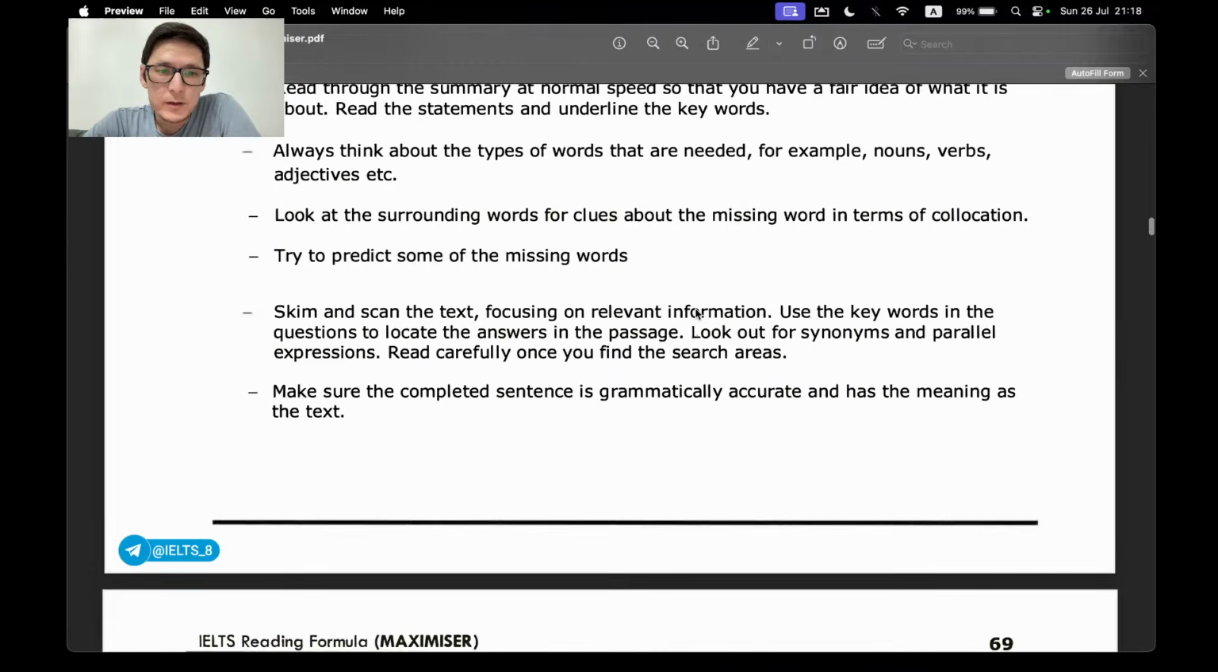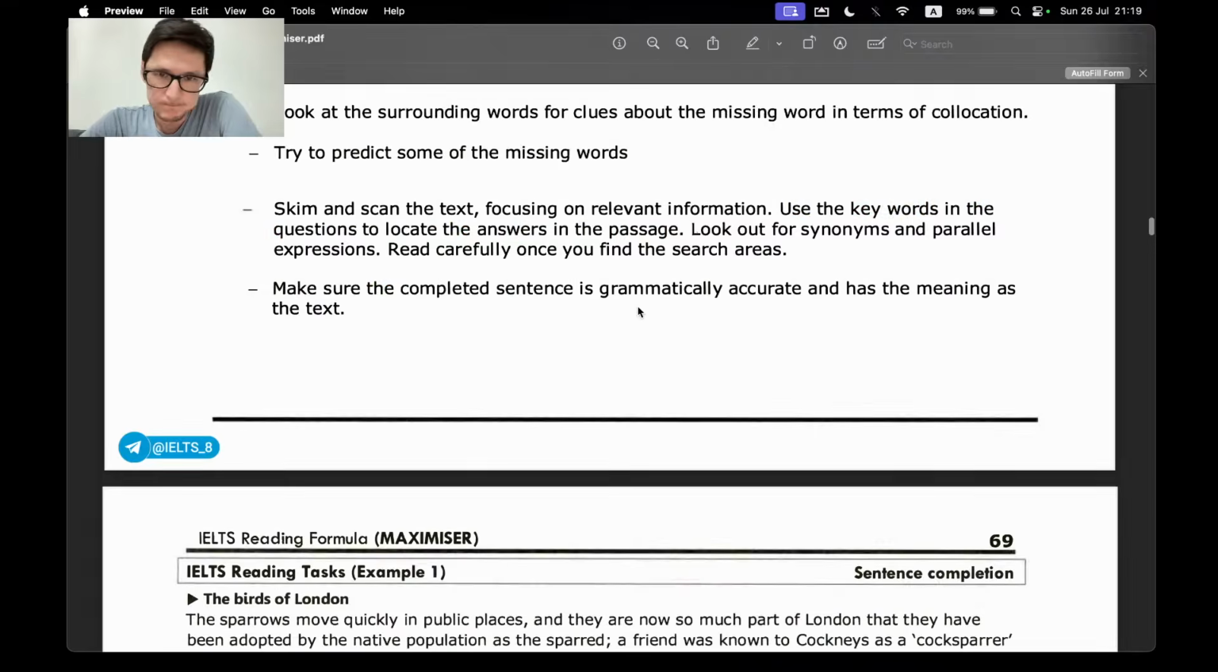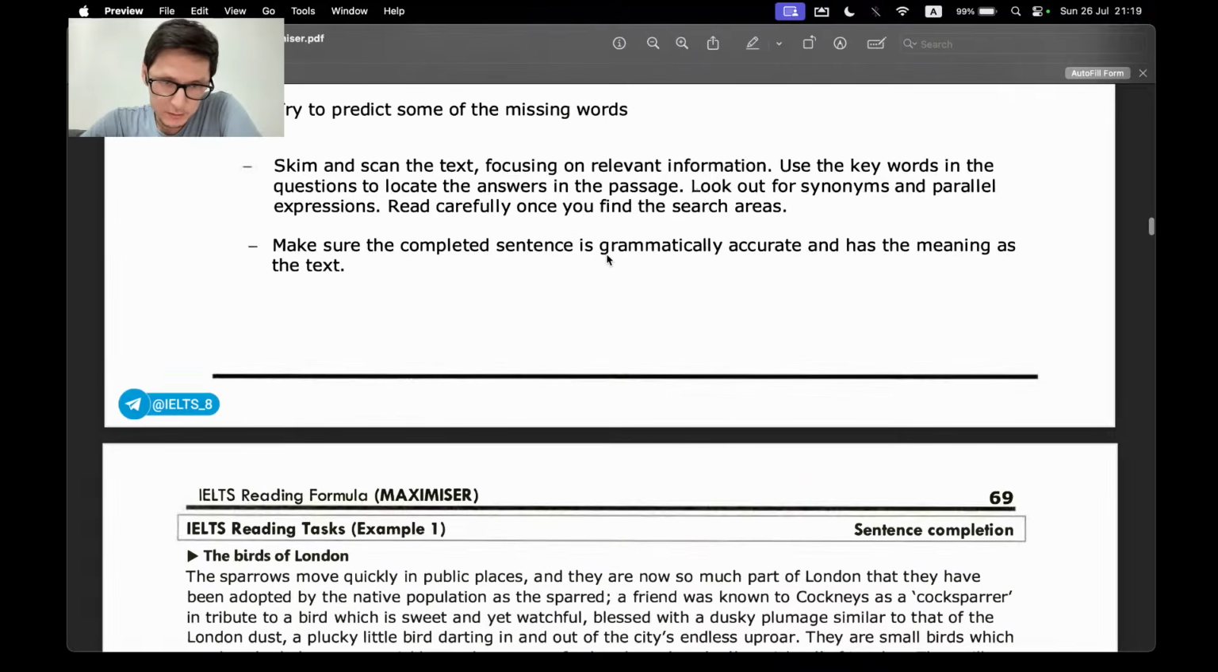Skim and scan, focusing on relevant information. Use the keywords in the question to locate the answer in the passage, to find in which part of the passage the sentence is. Look for synonyms and parallel expressions. Make sure you complete the sentence grammatically.